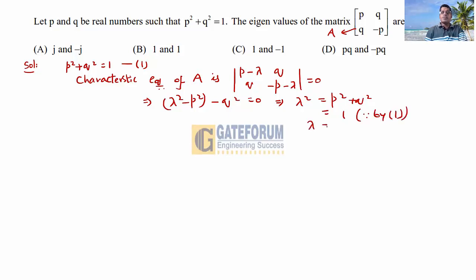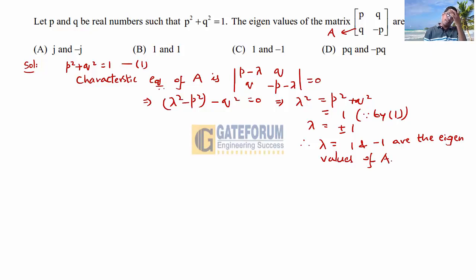So lambda is equal to plus or minus square root of 1. Before finding square root, put plus or minus 1. So therefore, lambda is equal to 1 and minus 1. The lambda is nothing but eigenvalue, eigenvalues of the given matrix A. So the answer is 1 and minus 1. Accordingly, option C. This is end of the question.